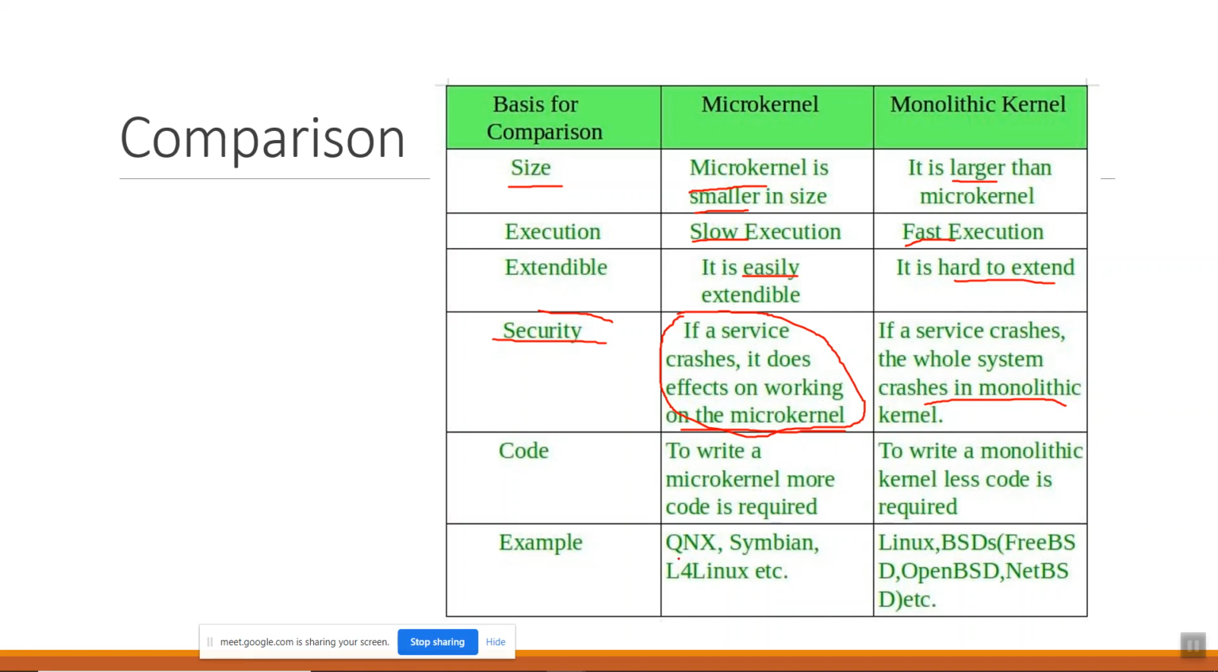The examples they have provided are QNX, Symbian OS, and L4 Linux for the microkernel, whereas Linux, BSD, OpenBSD and NetBSD are examples of the monolithic kernel. The Symbian OS, I think you have heard of, and I also told you why we use the Symbian OS. Any one of you? Priyanka? Use of Symbian OS? Tanvi?